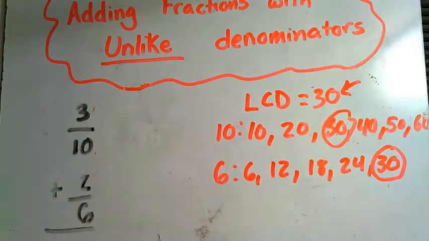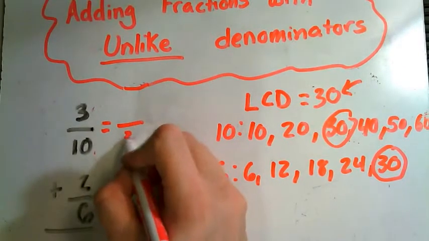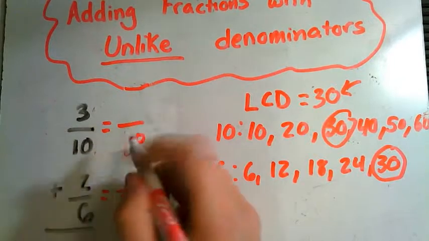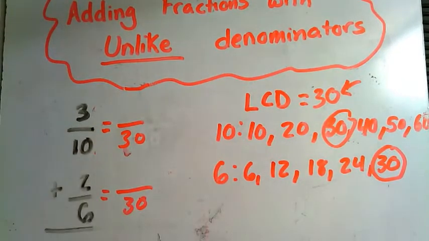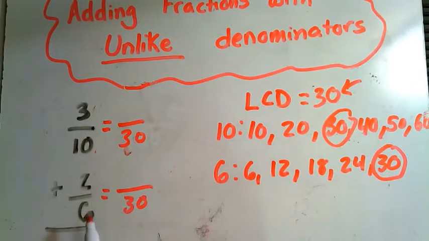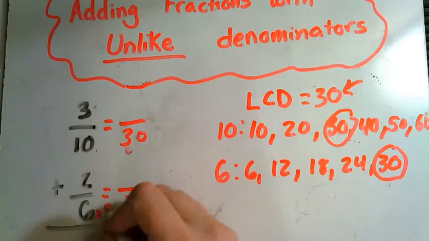This number right here is going to be my new denominator for my equivalent fractions. So I know that 30 is going to be the new denominator. Let's make that a little neater. All right. In order to figure out the numerator, I have to think about what did I multiply 6 by to get to 30. And I know that I multiplied by 5.